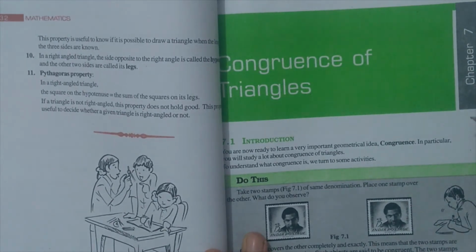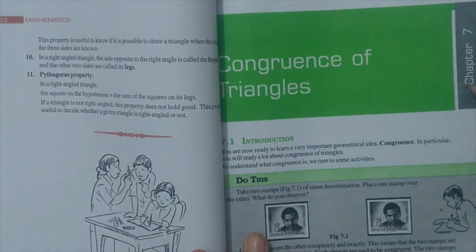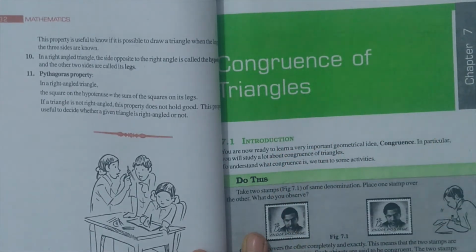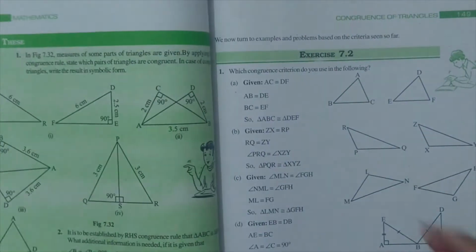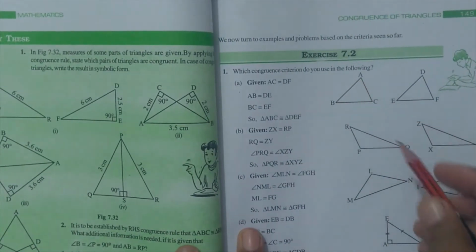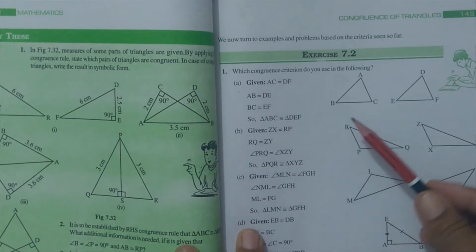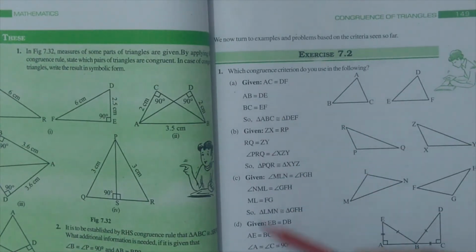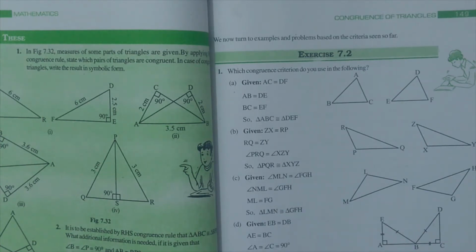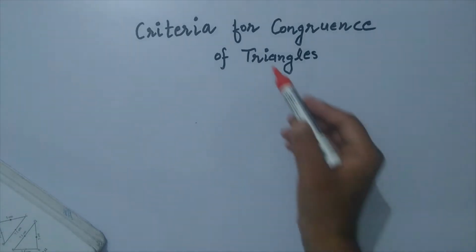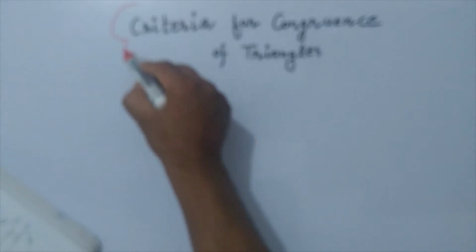Today we shall discuss our chapter number 7, congruence of triangles. We are having exercise number 7.2. Before proceeding towards the questions of the exercise, first of all, let us have the introduction. Today we shall discuss the criteria for congruence of triangles.